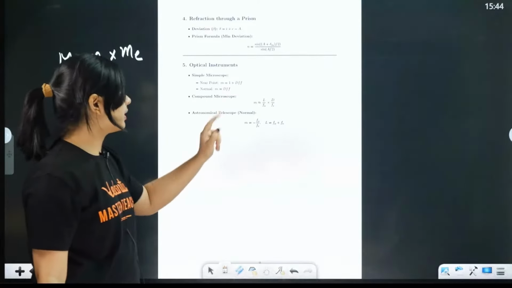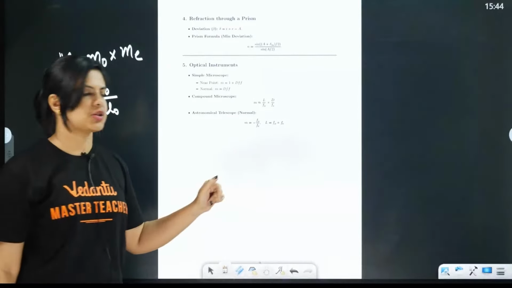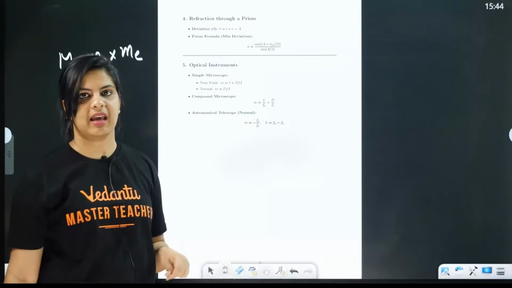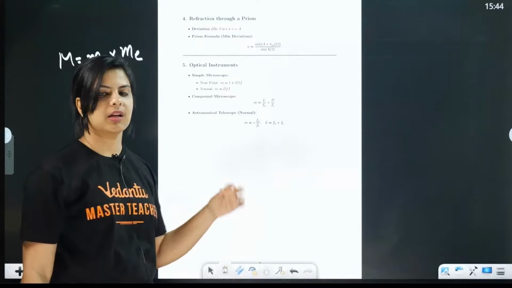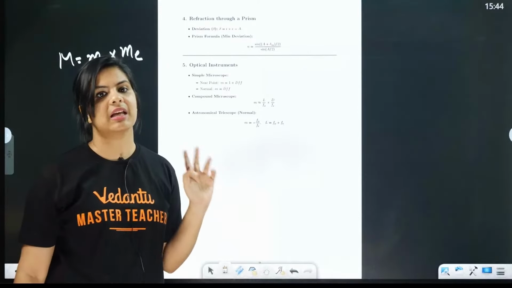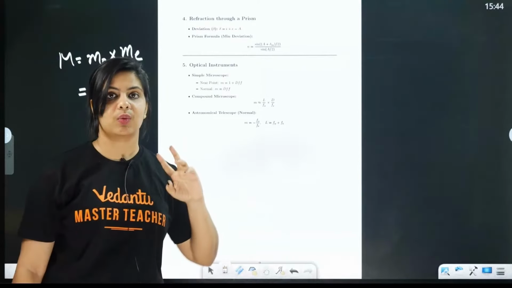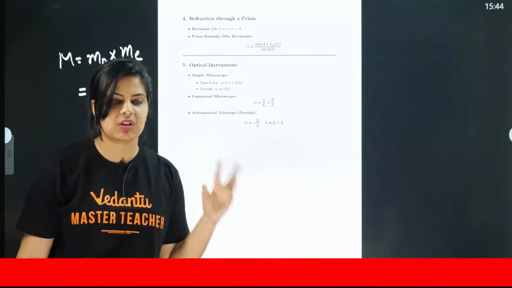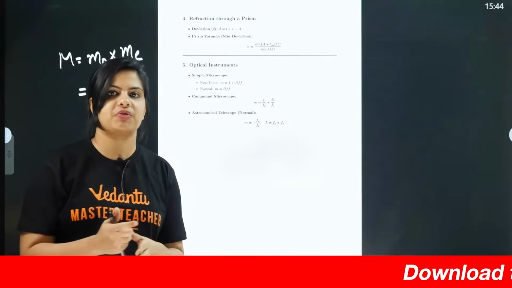Next, the astronomical telescope: the magnification is minus F0 divided by Fe. We can say the length of the tube is F0 plus Fe. The diagram of this is important. There is a lot of chance of this question coming as well.